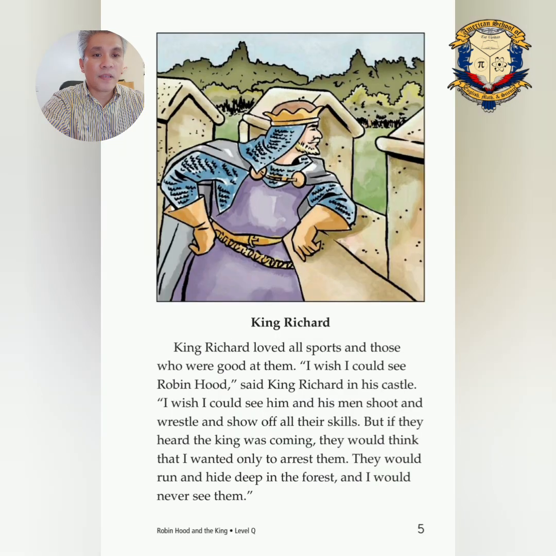King Richard. King Richard loved all sports and those who were good at them. "I wish I could see Robin Hood," said King Richard in his castle. "I wish I could see him and his men shoot and wrestle and show off all their skills. But if they heard the king was coming, they would think that I wanted only to arrest them. They would run and hide deep in the forest, and I would never see them."